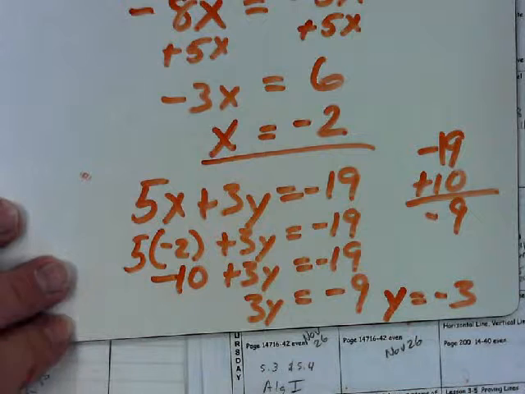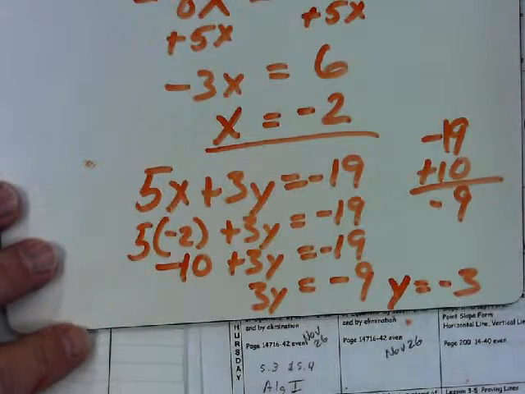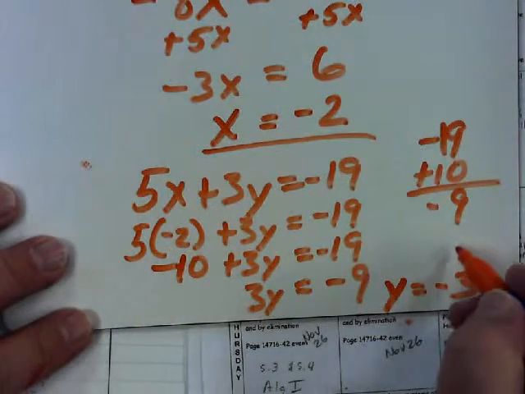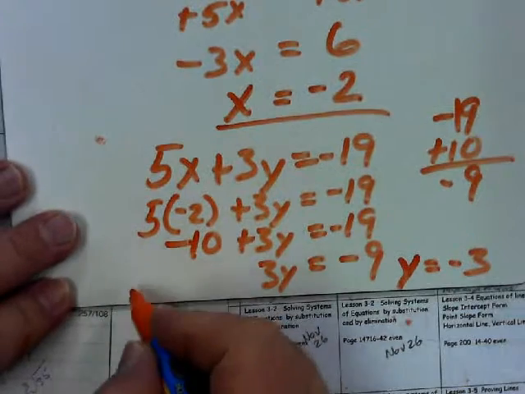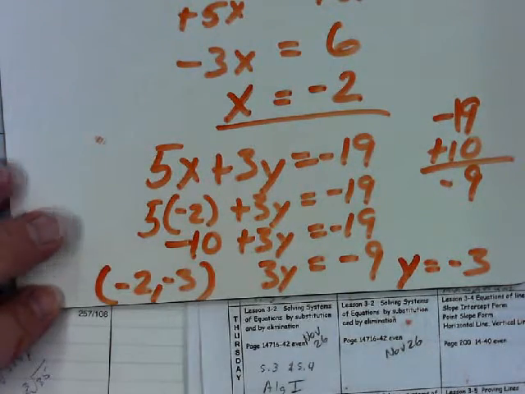Negative 3. The answer is written as an ordered pair. So what would my answer look like? Negative 2, negative 3. Okay? So the answer as an ordered pair would look like this.